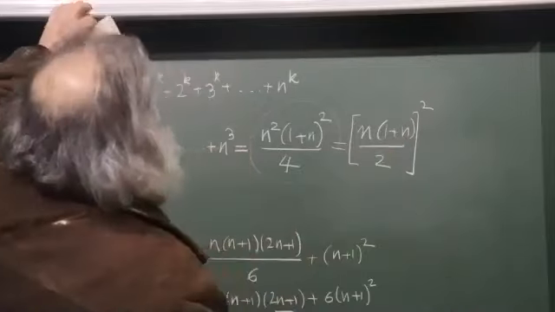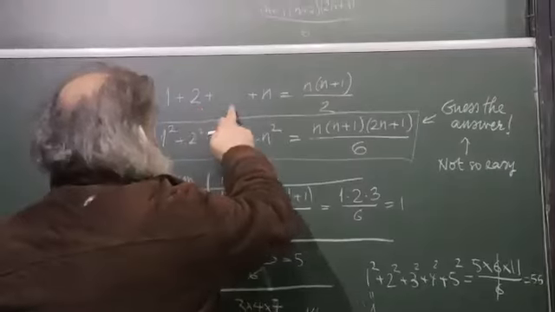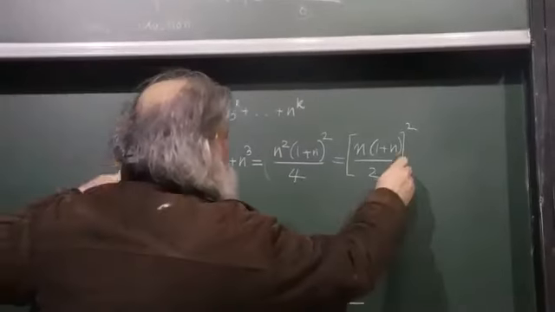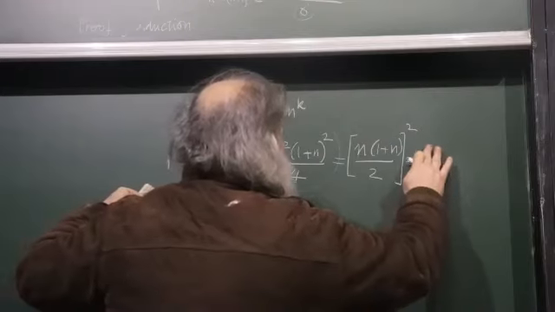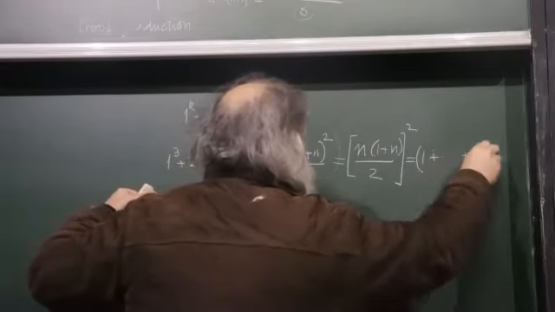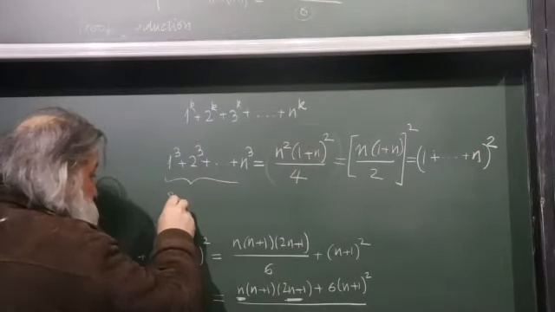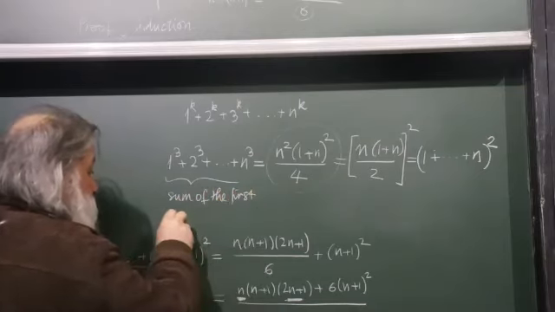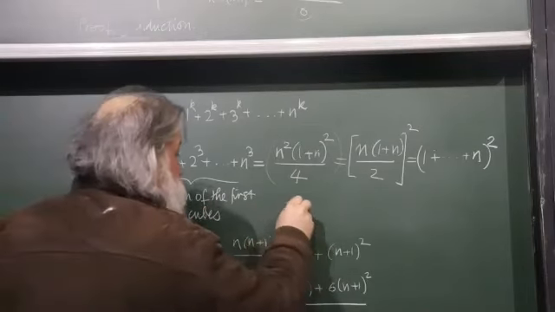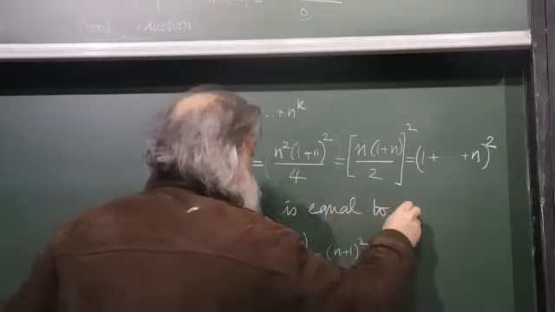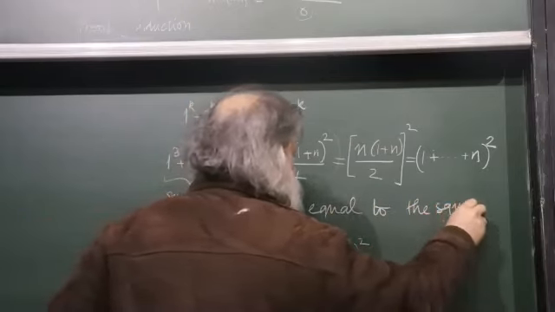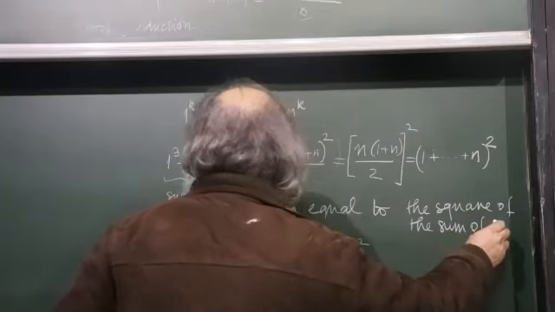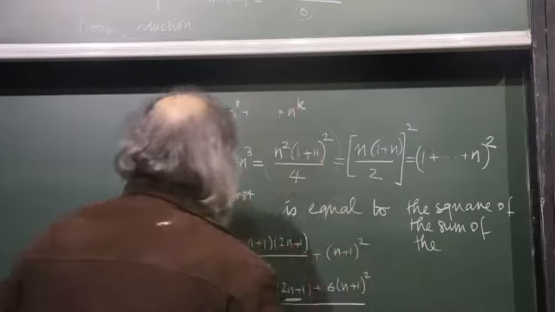And this number, as we have seen before, is the sum of the first n numbers. It's equal to 1 plus 2 plus up to n. So the sum of the first n cubes is equal to the square of the sum of the first n numbers.